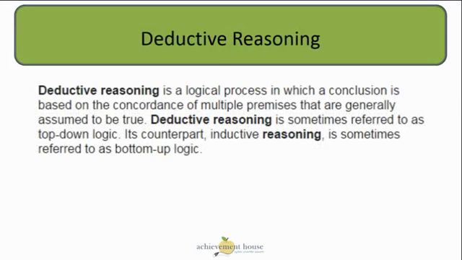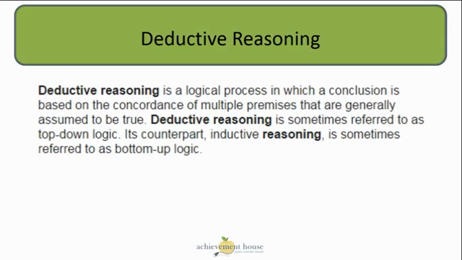There's two types of reasoning that I want to really talk about, and the first one is deductive reasoning. It's a logical process in which a conclusion is based on the concordance of multiple premises that are generally assumed to be true. Okay, that's a mouthful, right? So pretty much you're making statements. You're starting with one statement and you're making statements from there that are generally assumed to be true.